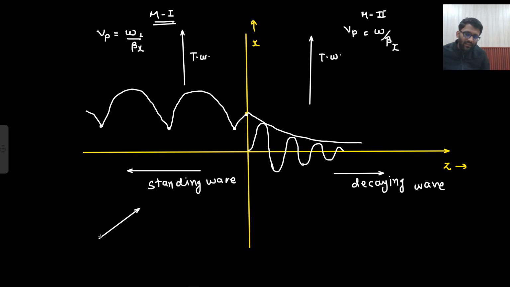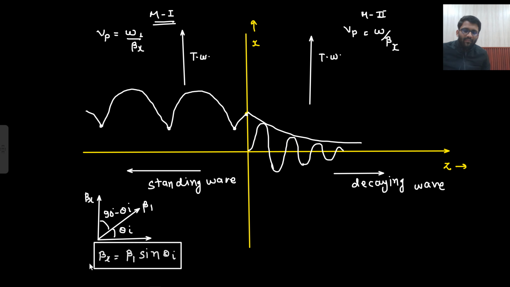This is my incident field. This is making an angle of theta i with the z axis and 90 minus theta with the y axis. So this angle was theta i. This was my beta 1, and this would be 90 minus theta i. So what will be my beta x? My beta x would be total beta 1 into sin theta i, because what is cos of 90 minus theta i? That is sin theta i. So this is my beta x.